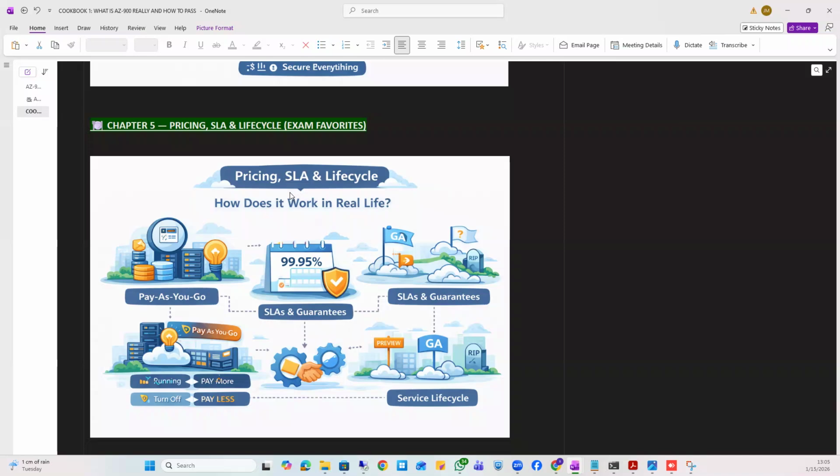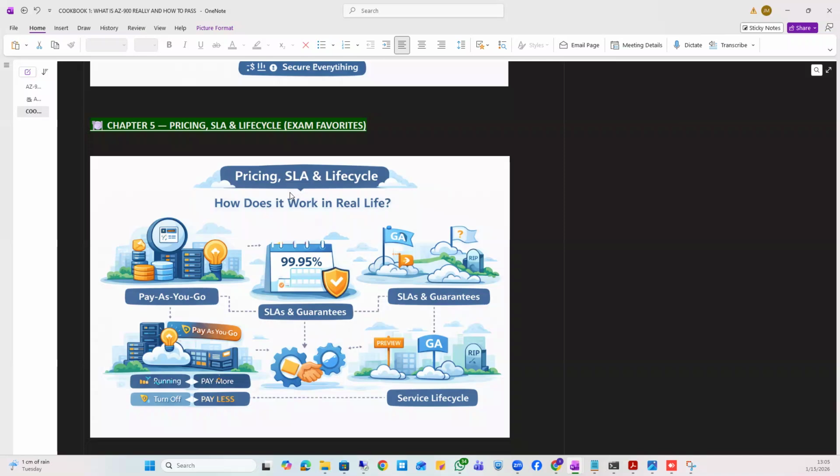It allows companies to plan. It allows companies to only get charged when their employees are actually working, depending on what systems they have in Azure. So pay as you go is something you want to make sure you understand to get the certification.